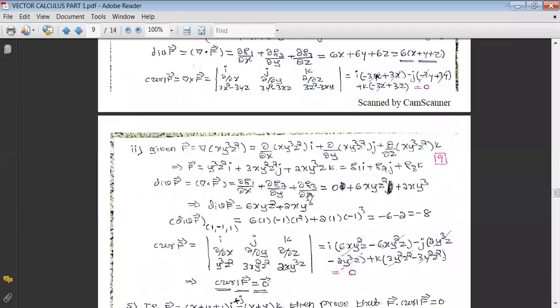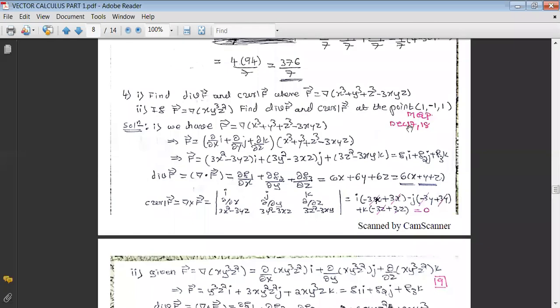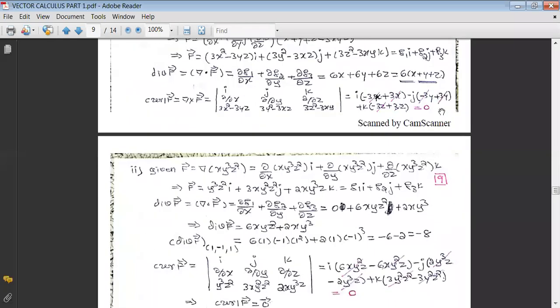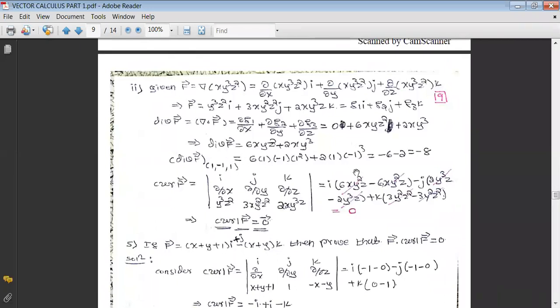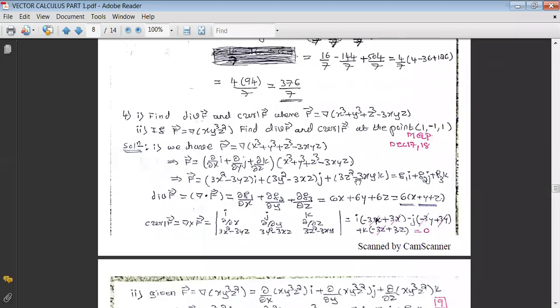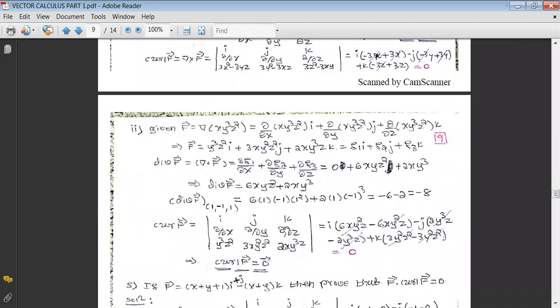Therefore when we take the value here, if you take x equals 1, y equals minus 1 and z equals 1, we get the divergence of that as 6 times 1 times minus 1 times 1 squared. And the second one, that is 2 times 1 times minus 1 cubed. This leads to minus 6, and this leads to minus 2, so the total value is going to be minus 8. That is the divergence of the given vector at the point (1, -1, 1).